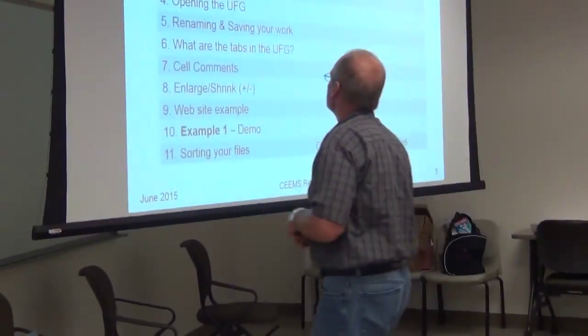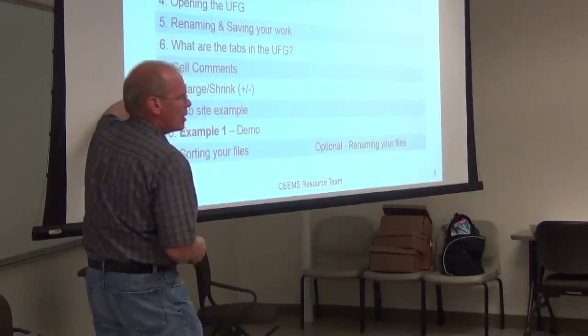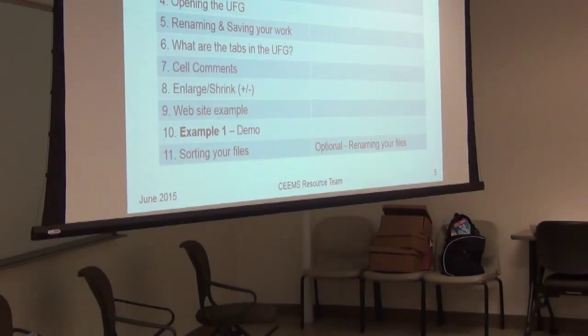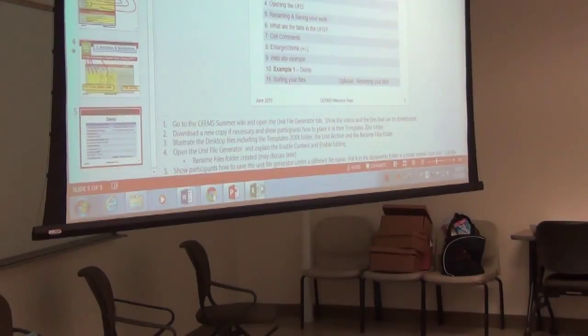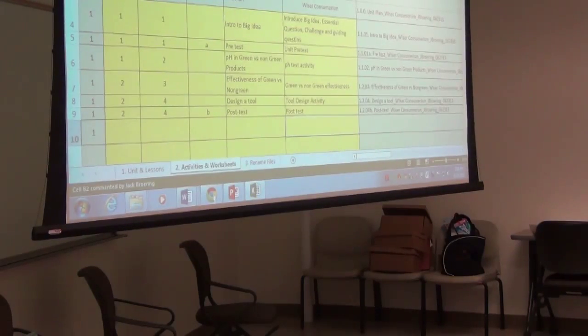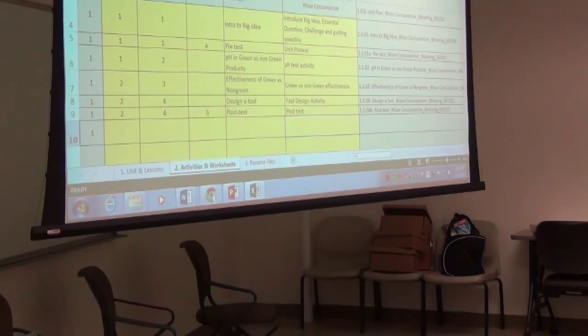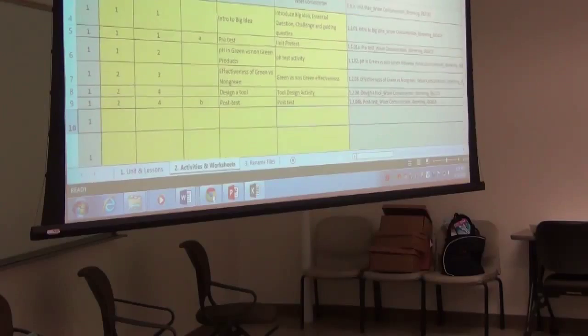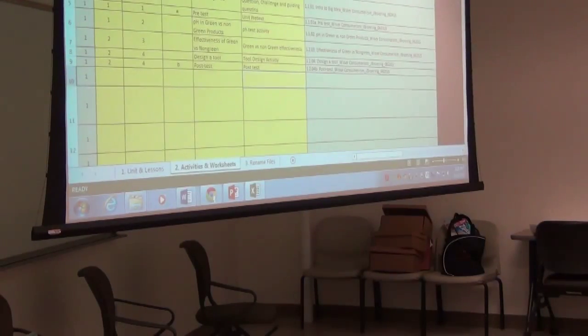How about cell comments? Anybody discover any cell comments at all? A lot of times there's help. If you just hover over the cell, it kind of tells you what that's all about. What about this plus and minus here? What's that? Zoom in and out. Yeah, there's a zoom out. The create sort button here is just to sort the files.